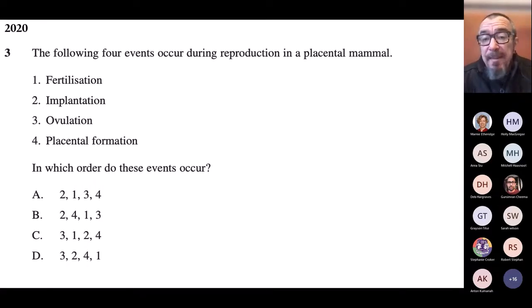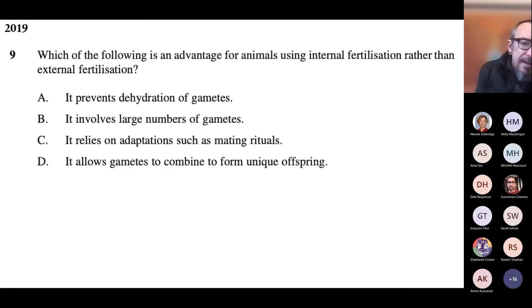With different types of mammals, that is going to be of a different length of time. Okay, so don't be thrown. Just apply the knowledge that you've learnt with humans to any scenario that is thrown your way. And again, just highlighting here, you need to know the differences or the advantages of internal versus external fertilization.